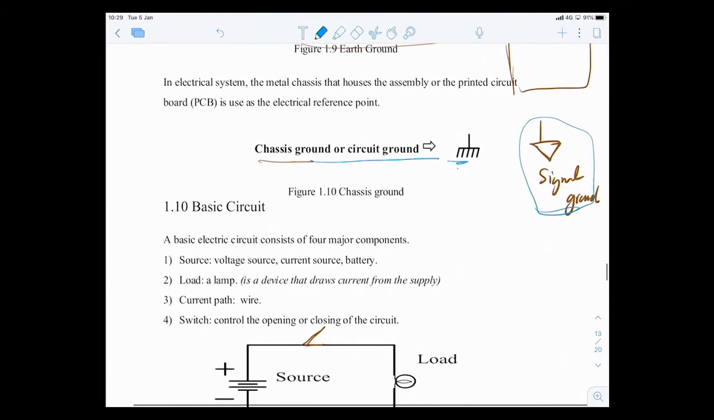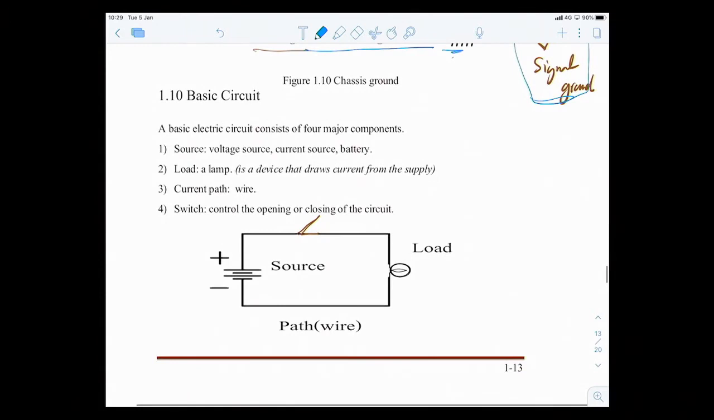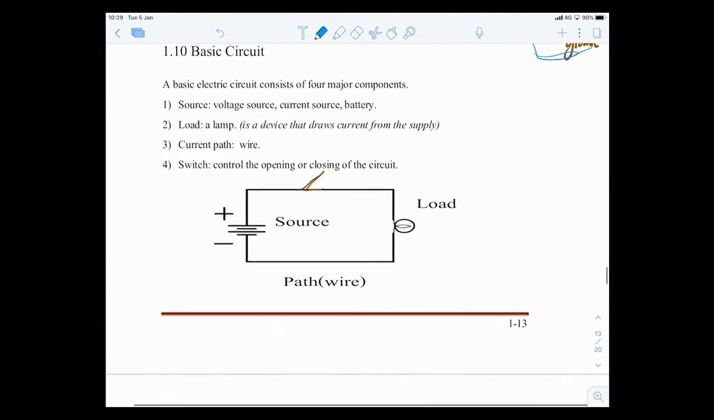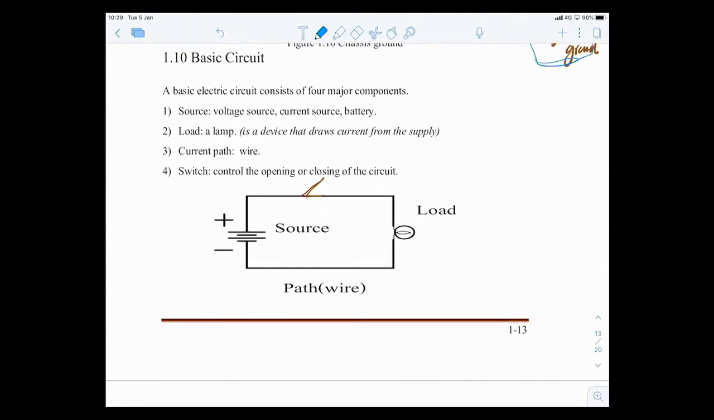Now next, basic circuit. A basic circuit consists of 4 components. First one is the source. It could be a current source or voltage source. The battery is considered a source. Then there's a switch.